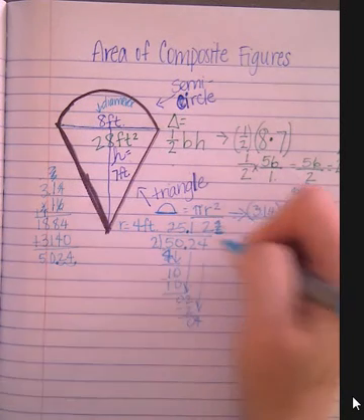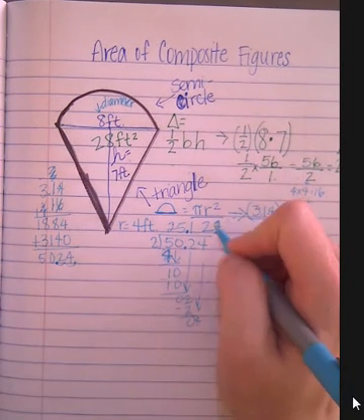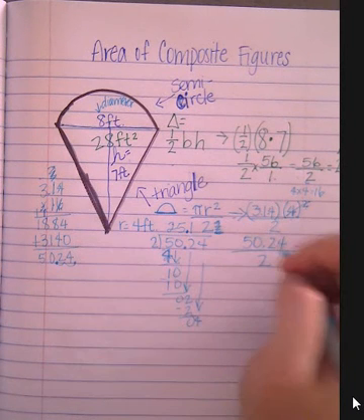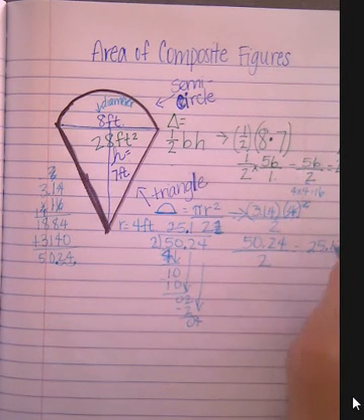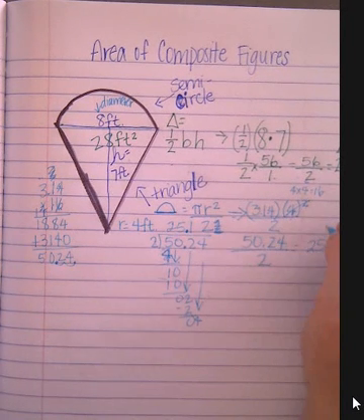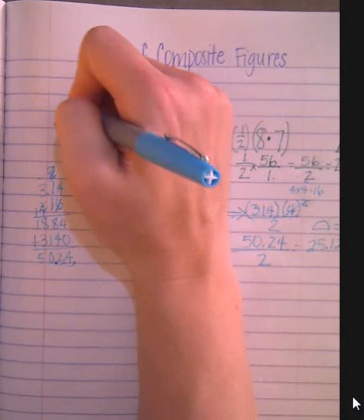Okay, so now it's 25.12. I brought my decimal up. So this is the area of the semicircle. It's 25.12.